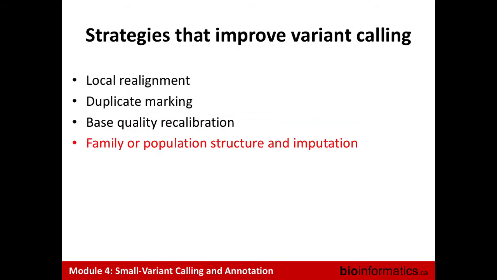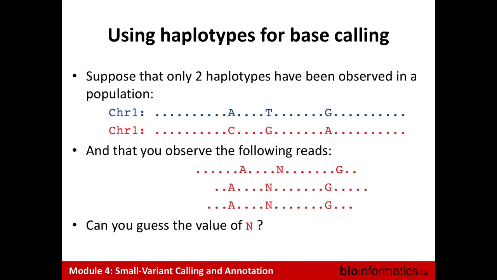Now, a new concept to improve variant calling is using familial or population structure and imputation. What do I mean by that? Imagine you know from your population, using a large population project like gnomAD or UK Biobank or the Southern Genome Project, the haplotypes in your population. And you've got these two haplotypes. Then you are doing your sequencing in your sample. It's a sample that comes from the same population, and you face this situation. So what would be the value for N? Be careful, there's a small trap, a color trap. Don't trust the color.